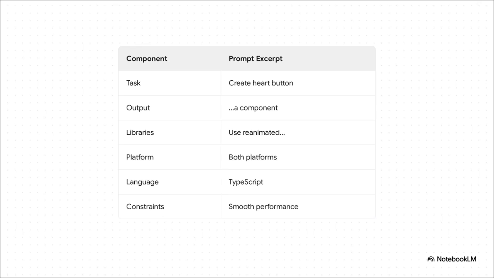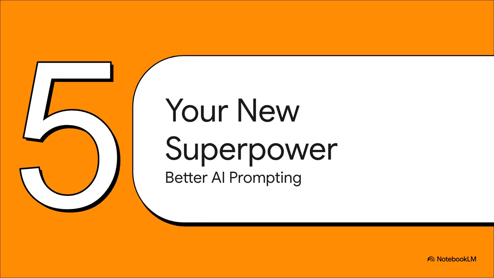The task, create a custom animated heart button. The output, a component. The specific libraries, the platform, the language, they're all called out. And the critical constraint, ensure smooth performance. See? Every single part of our blueprint is in there. This isn't just a random question anymore. It's a detailed specification.